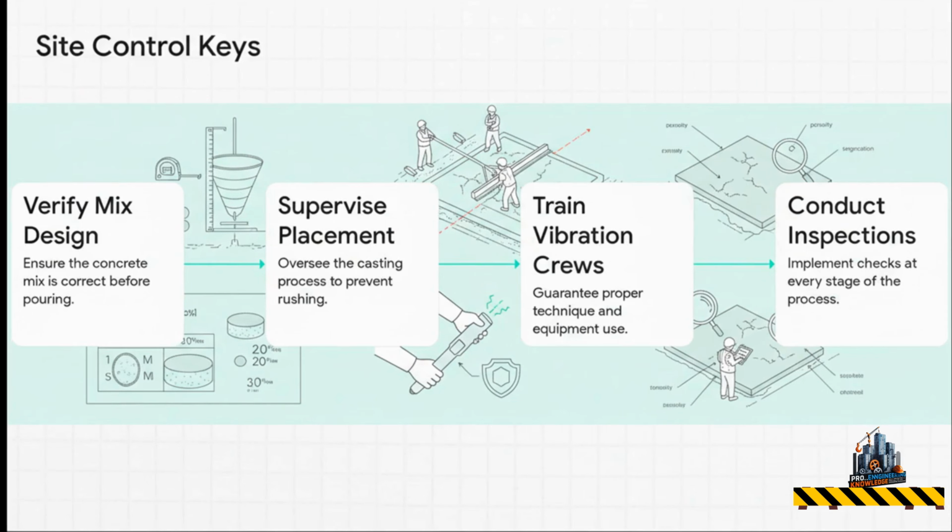So, what does good site control actually look like in practice? Well, it means having checkpoints at every single stage. You're verifying the mix design is right before a single drop is poured. You're supervising the placement so nobody's rushing. You're making sure the crews are properly trained, especially for something as crucial as vibration. And then you're inspecting the work at every step. It's all about being proactive, not reactive.